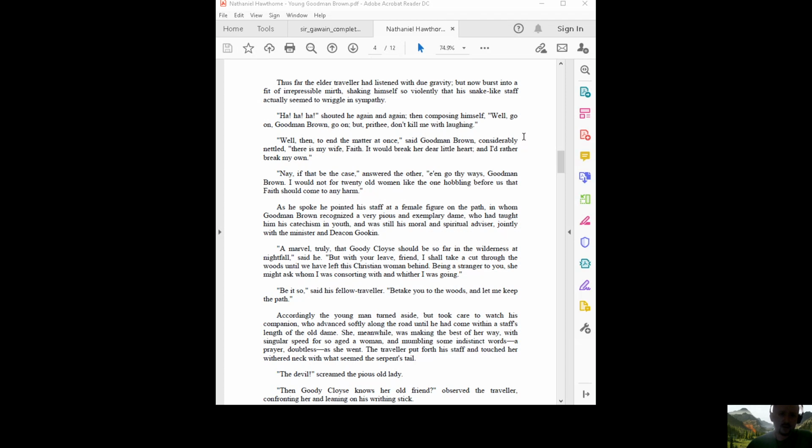Thus far, the elder traveler had listened with due gravity, but now burst into a fit of irrepressible mirth, shaking himself so violently that his snake-like staff actually seemed to wriggle in sympathy. "Ha ha ha," shouted he again and again. Then composing himself, "Well, go on, Goodman Brown, go on, but prithee, don't kill me with laughing."